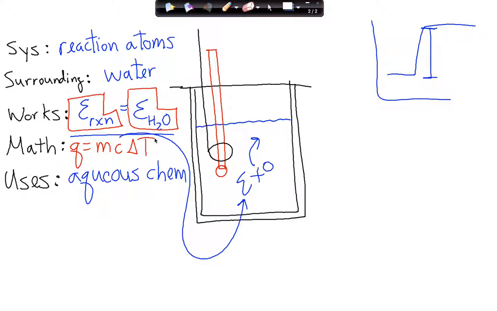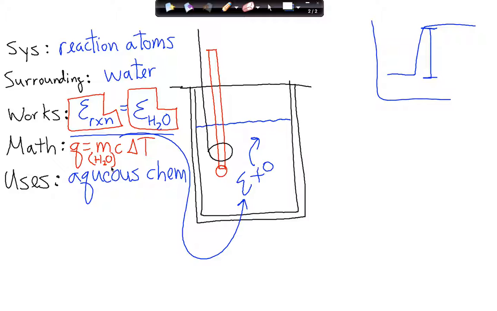But guys, notice this. This is the MCΔT of what? The water. Guys, make sure you're clear on this. This equation represents what is happening to the water.